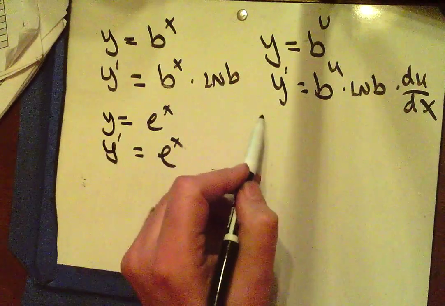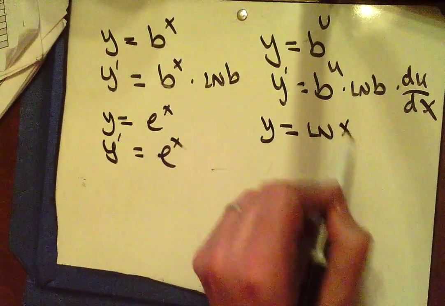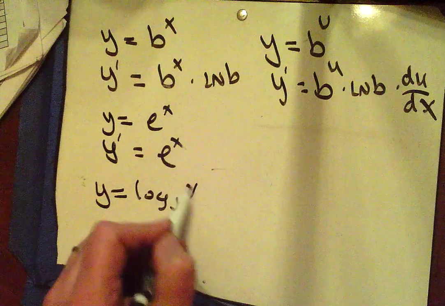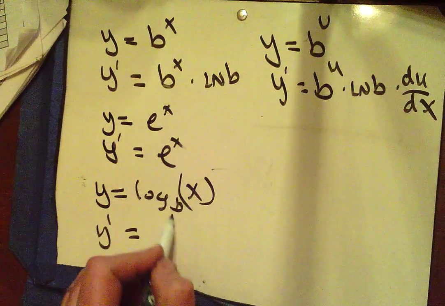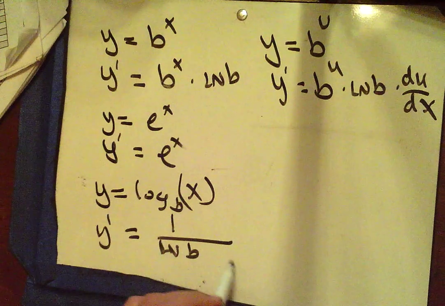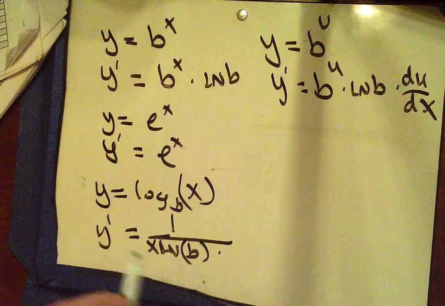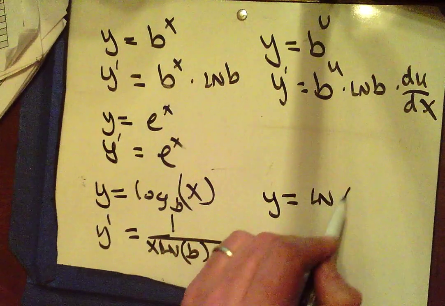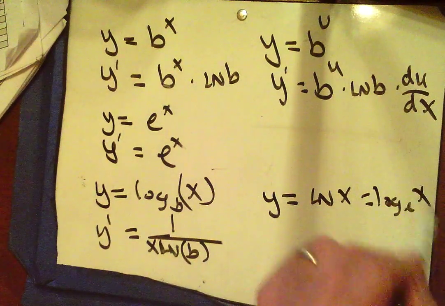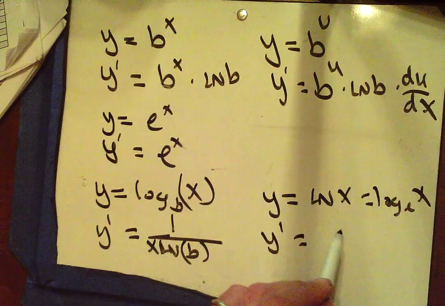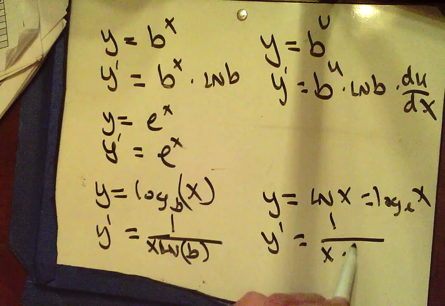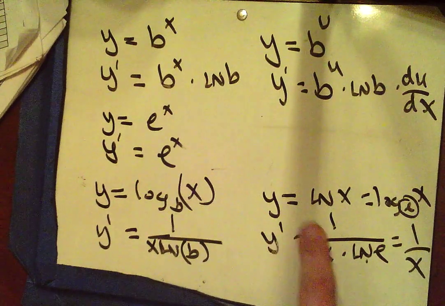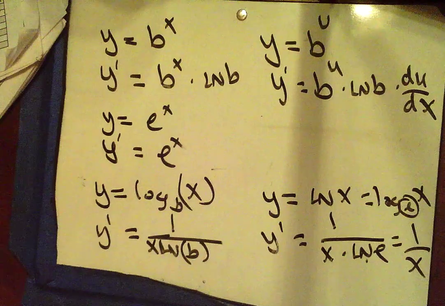Okay. We also talked about y equals ln of x. Oh, no, we just did log. Sorry. y equals log base b of x. And we said that derivative was going to be 1 over ln of b times x. Then, remember, y equals ln of x. That's the same as log base e of x. So y prime is 1 over x times ln of the base. Hey, that's 1. And that's why the derivative of ln of x is 1 over x. All right.